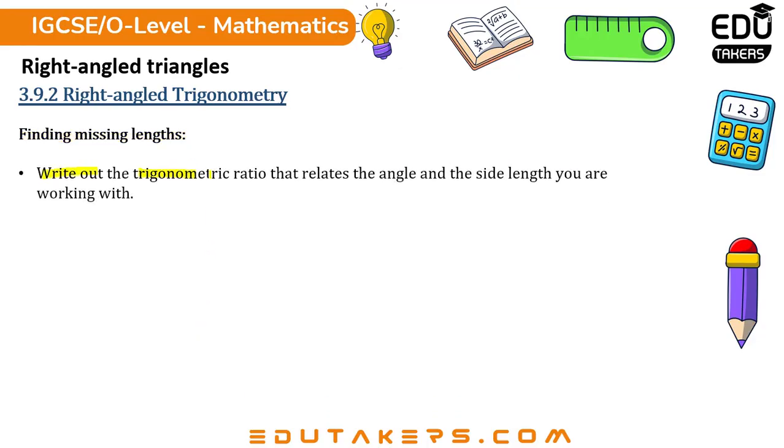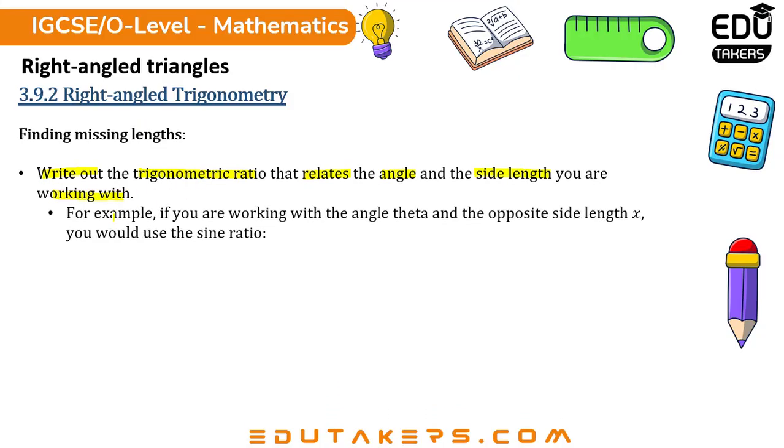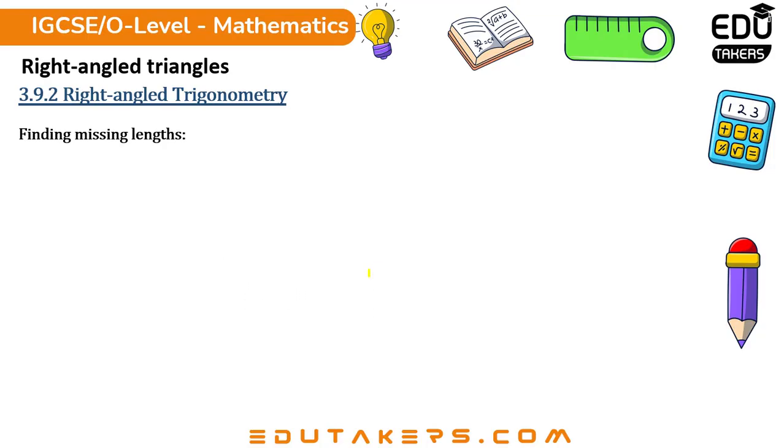Write out the trigonometric ratio that relates the angle and the side length you are working with. For example, if you are working with the angle theta and the opposite side length x, you would use the sine ratio, as sine is opposite over hypotenuse. Substitute in the known values for the other side lengths and angles.